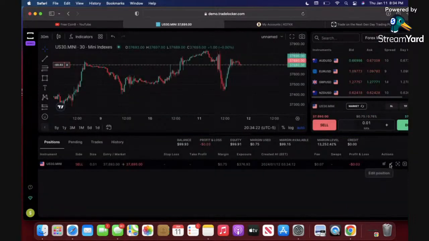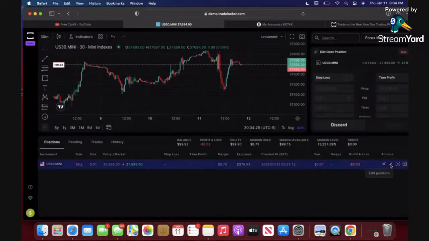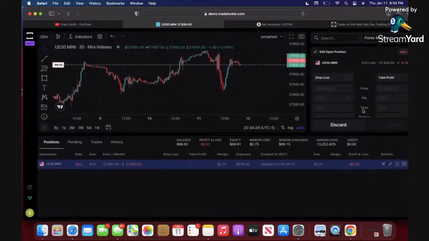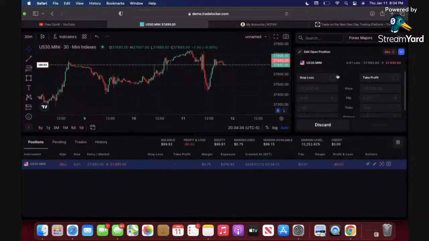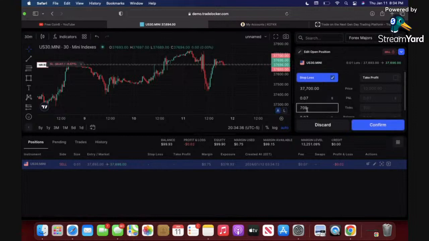So I can edit my position. You see, I don't have a stop loss or a take profit on here right now. But let's just say I press edit position. Look what comes up on the mid right side, where the stop loss and take profit is right here. All you would need to do is click it and make your position of what you're trying to do.